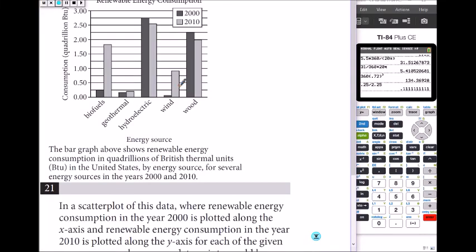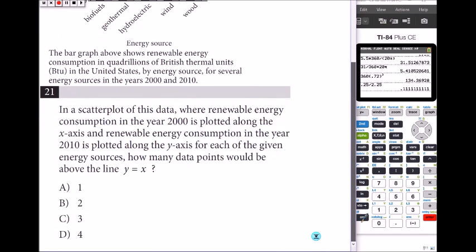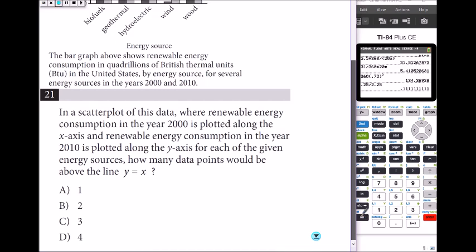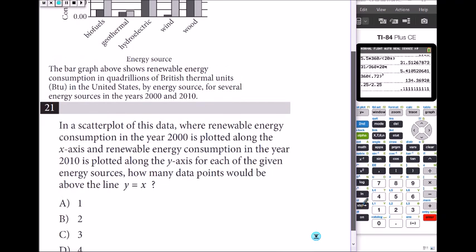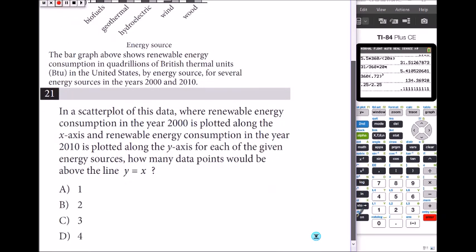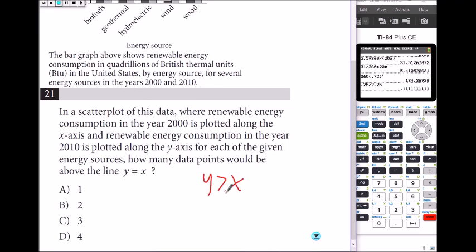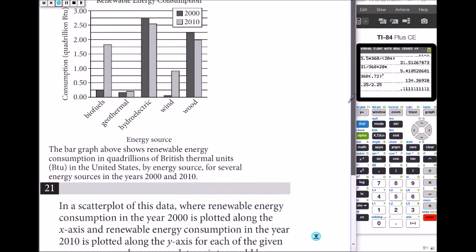21. In a scatter plot of this data where renewable energy consumption in the year 2000 is plotted along the x-axis and renewable energy consumption in the year 2010 is plotted along the y-axis for each of the given energy sources, how many data points would be above the line y equals x? So it's asking if it's above y equals x, that means y is greater than x. So the y was the year 2010.